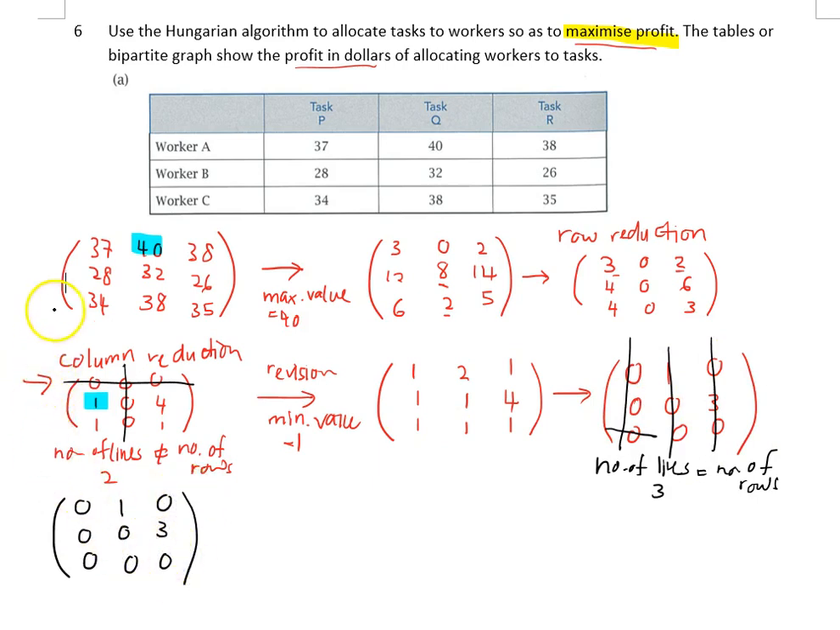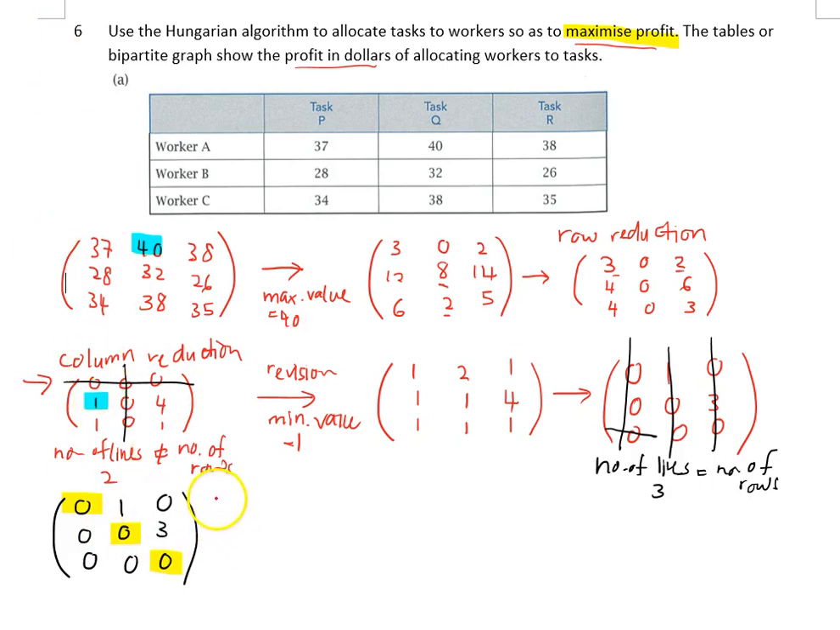Okay, so since I have 1, 2, 3, 4, 5, 6, 7 zeros, in order to find the best allocation, you have to identify that each row can only have 1 zero. So maybe I choose this zero over here. That means this column I'm not going to choose anymore. So the second column I choose over here, and the third column I choose over here. So next we check.